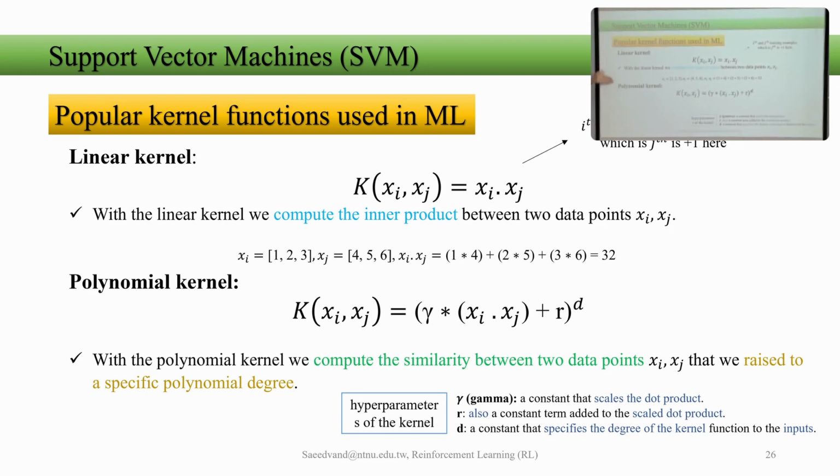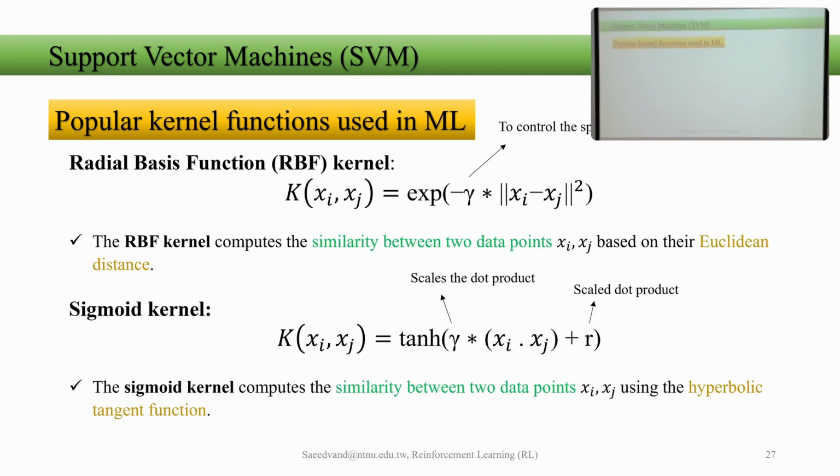So polynomial kernel, linear kernel. With the polynomial kernel, we compute the similarity between two data points actually, and we raise it to the specific polynomial degree that this equation states over there. We have two more famous ones: radial basis function, the RBF kernel. In the RBF kernel, a pretty similar job. We just get the exponential of some term over here.